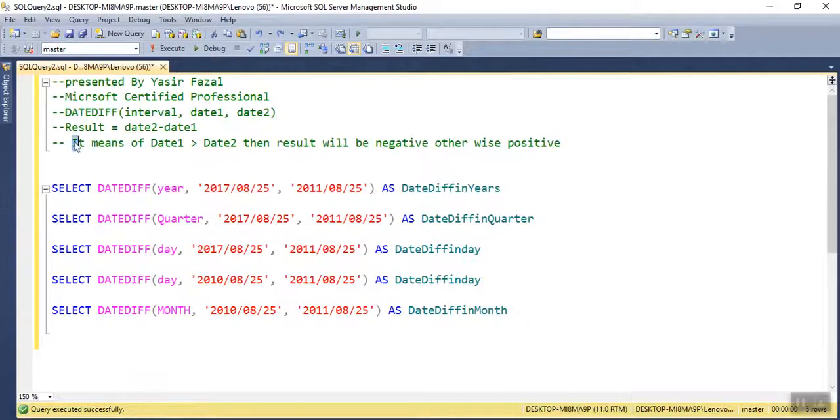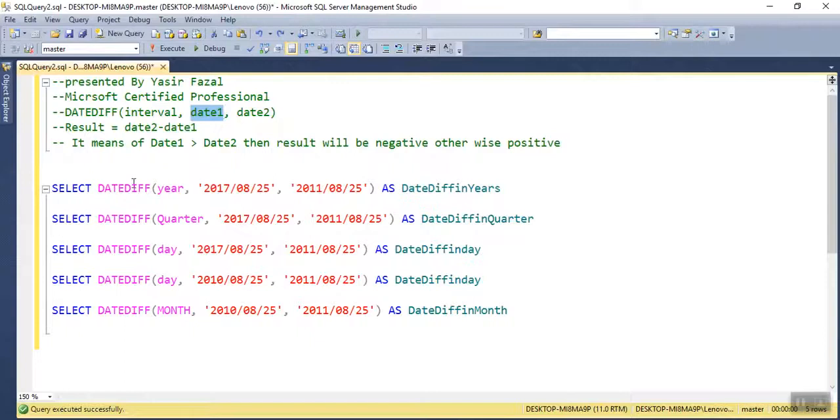Okay, now if I write this function in an expression form, it will most likely be written like this: result equals date2 minus date1. It means that whenever date1, which is the second parameter, is greater than date2, then the result will always be negative, otherwise it will be positive.